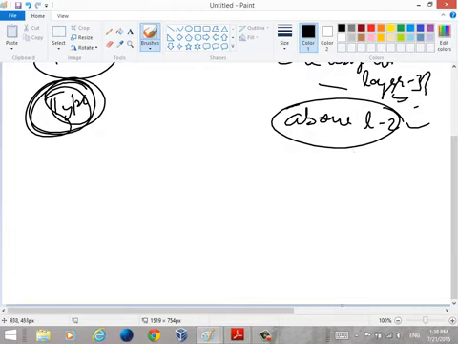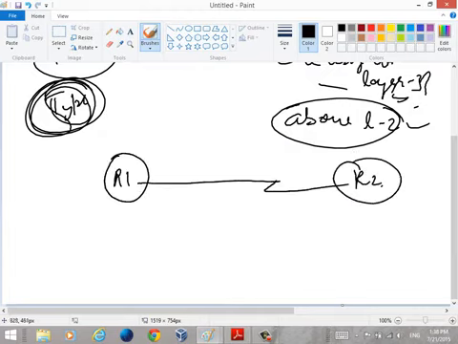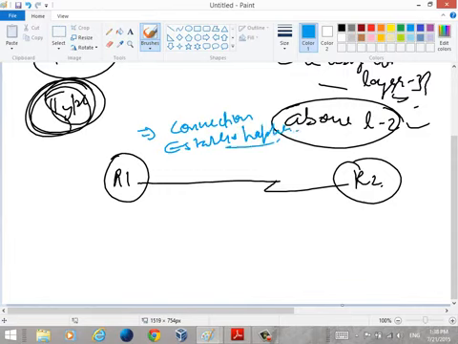Look here. This is R1, this is R2. First of all, which phase is there? Connection establishment phase. What will happen? Actually, on this link, first of all, this router will send, or this router will tell R2.